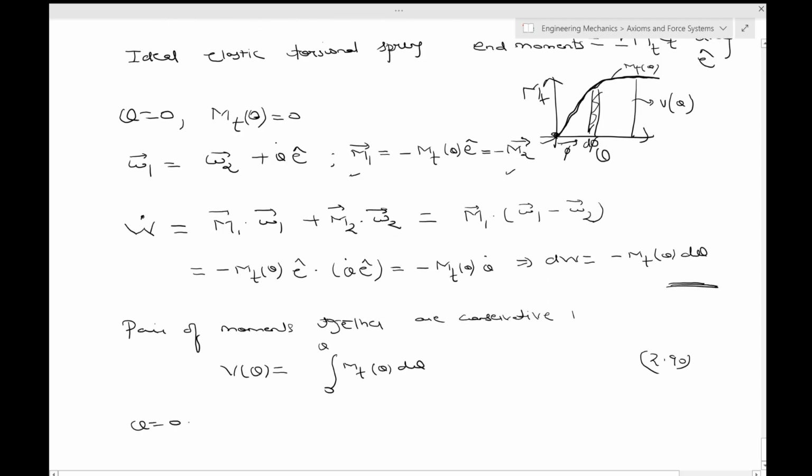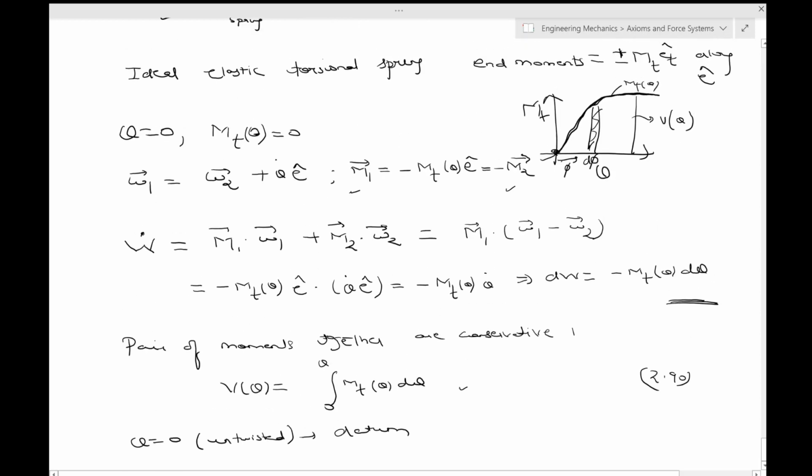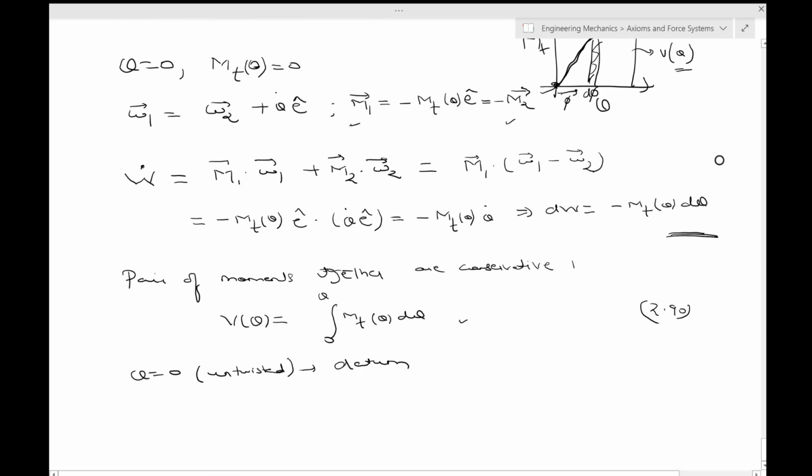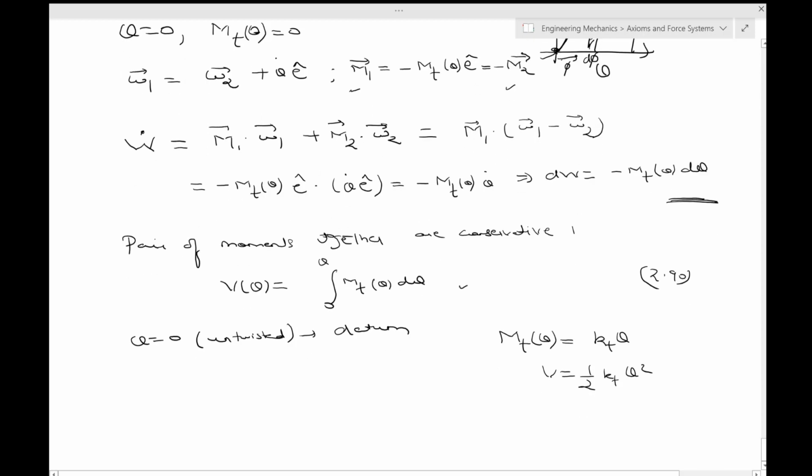Okay, so theta equal to 0 is untwisted, and this is the datum. Again, this will be the area under the curve over here. Okay, we have already shown that over here. If you have a linear torsional spring, it would again look like this. K_t, by the way, would be called the torsional stiffness, and then V would be equal to half K_t theta square. Again, this is valid for both a positive twist or a negative twist, all of it.